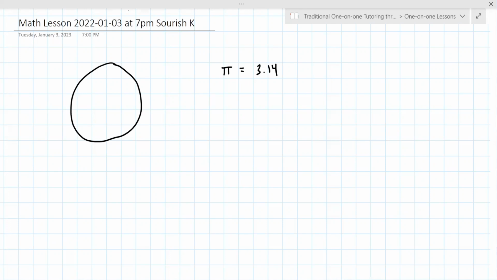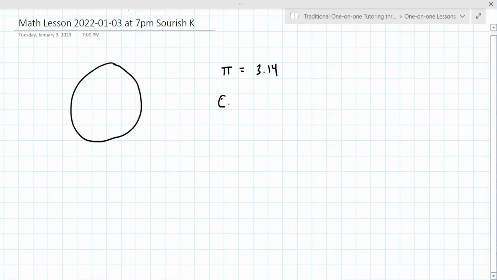Do I have to write that down? You can write that down, but I'm asking you, Sourish, what do you remember from class? Tell me anything else that you remember about a circle from class today. The circle has a circumference around the side and a diameter.